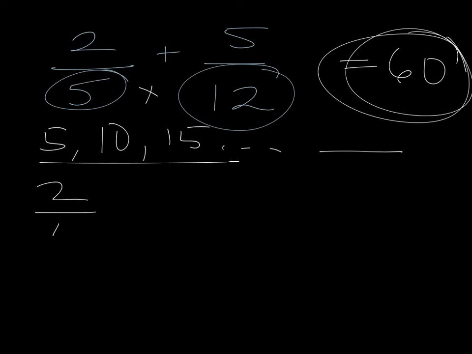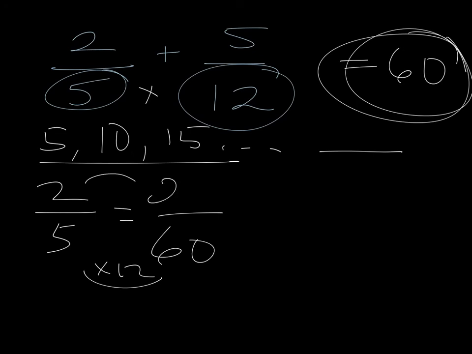So now we have 2/5. We have to make it something over 60. And we go, 5 times 12 is 60. Whatever you do to the bottom, you do to the top. So my new fraction is 24/60.